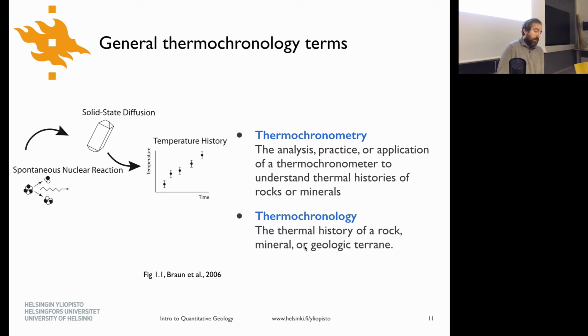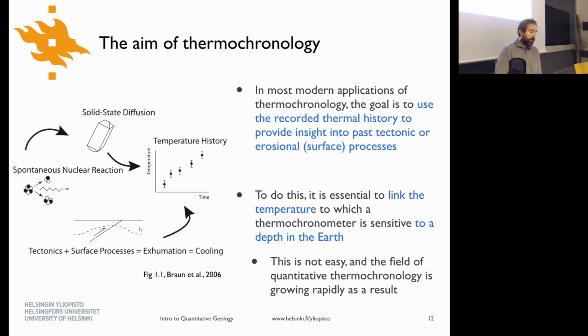So thermochronology is basically just this thermal history that comes from the dated minerals in a rock, in some geological terrain, whatever. And most of the applications that we're looking at, we're trying to look at things like past rates of tectonic processes, rates of erosional processes over generally timescales of millions of years. So we want to use that thermal history to tell us something about how this rock got to the surface, and what can we say about the thermal history that can tell us about the processes that brought the rock up to the surface. So the key part of this is that we have to link this temperature to some depth in the earth.